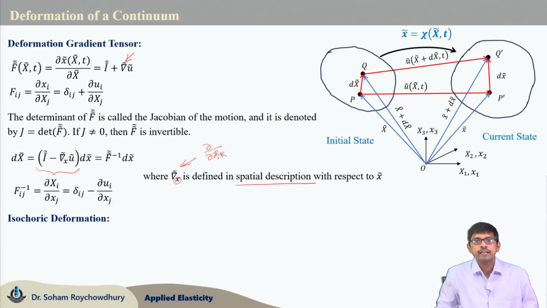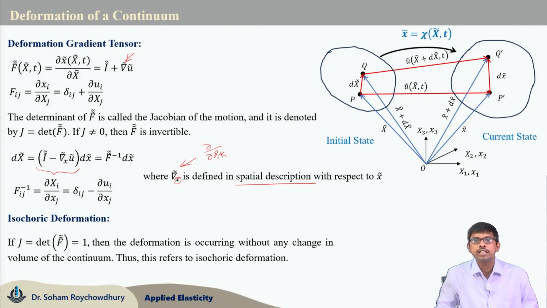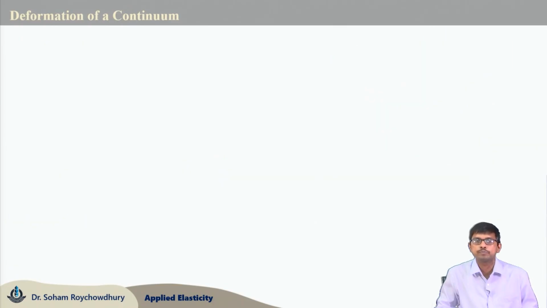Now, coming to the definition of isochoric deformation. If we have a deformation for which the determinant of f, or the Jacobian of the system, is equal to 1, then during that deformation no change of the total volume of the continuum is allowed. Such deformations we call isochoric deformation, because the term isochoric refers to the case of constant volume. No change of the total volume of the continuum is allowed for the isochoric deformation, and that can be achieved if the determinant of f, or Jacobian of the system, is equal to 1.